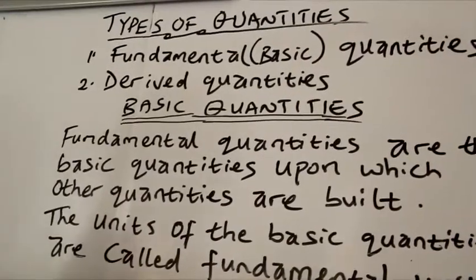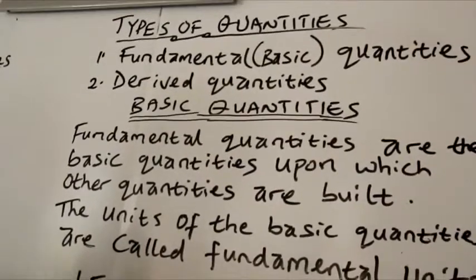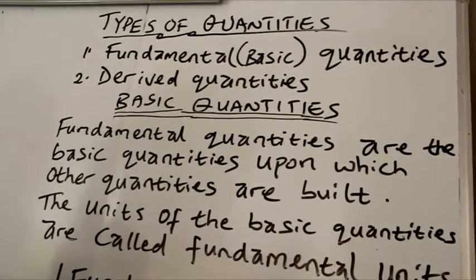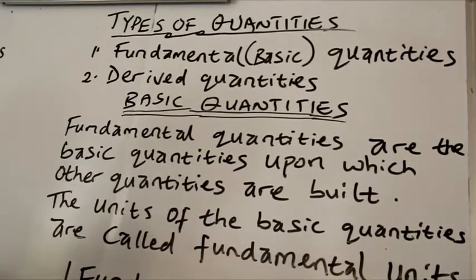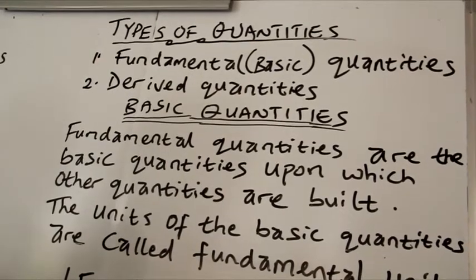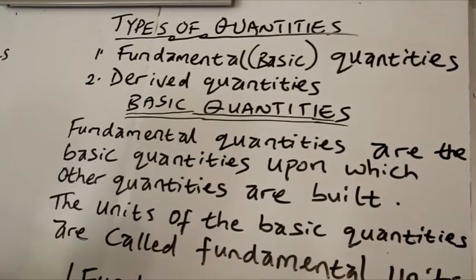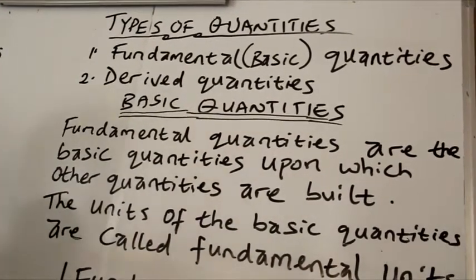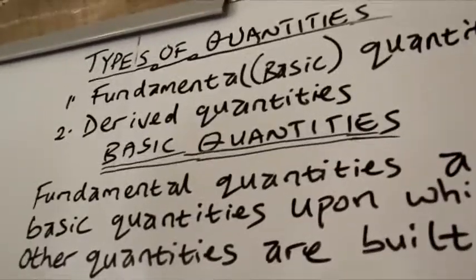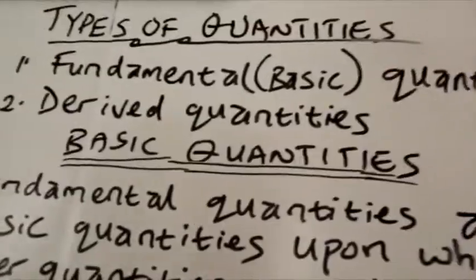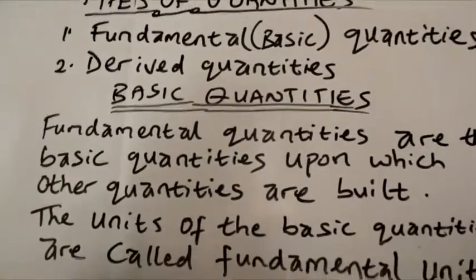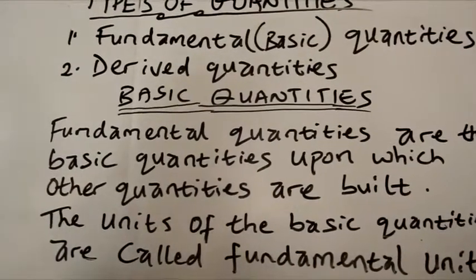Let's look at the types of physical quantities, because in physics we mostly deal with physical quantities. We can distinguish two types of quantities. Fundamental quantities, which are also called basic quantities. In this video, I'll be using them interchangeably. Another type of quantity is derived quantities.